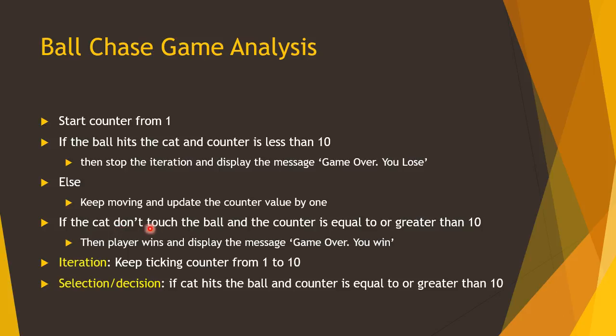If the cat doesn't touch the ball and the counter is equal to or greater than 10, then the player wins and display the message game over, you win. Now here the iteration is keep ticking counter from 1 to 10. And selection and decision is if the cat doesn't hit the ball and counter is equal to or greater than 10. So the first condition is this one and the second condition is this.